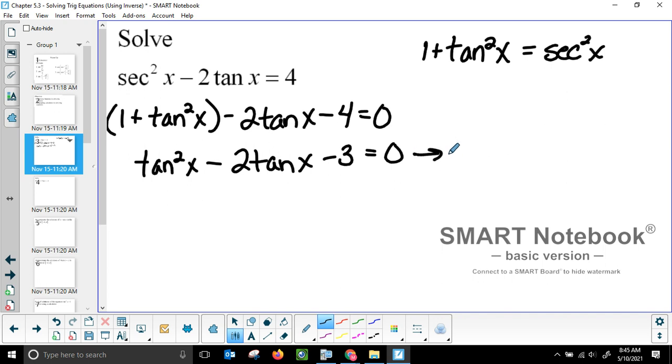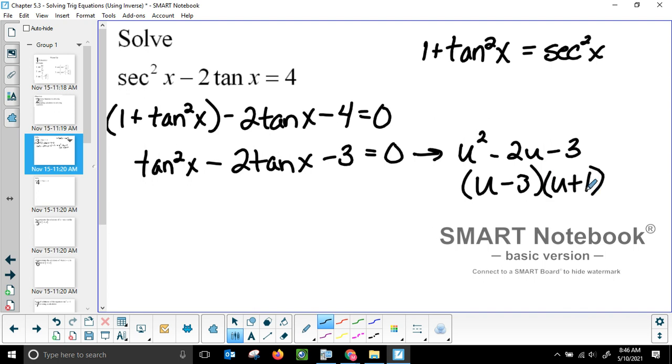If you want to think of this in terms of u's to make it look simpler, you don't have to do that, but you can. This would look like u squared minus 2u minus 3. This would factor to u minus 3 and u plus 1. Here it's the same thing, but just with tan x's instead of u's. So this becomes tan x minus 3 and tan x plus 1.